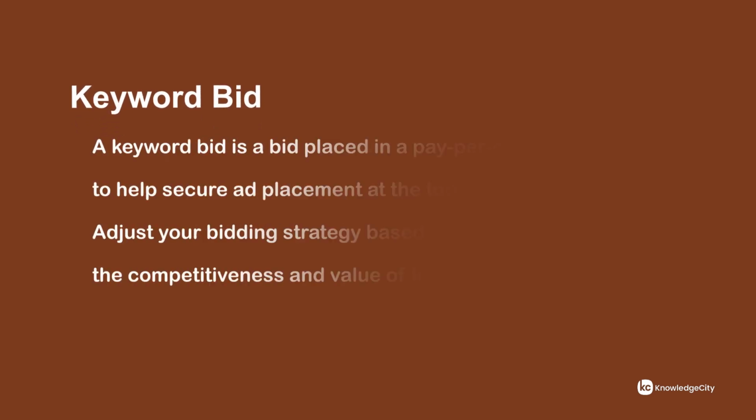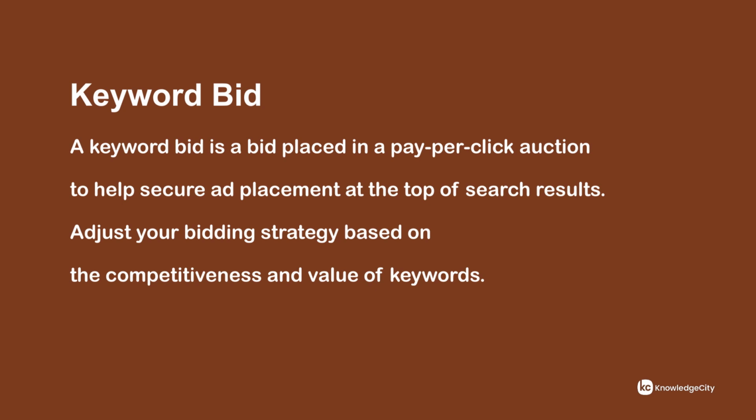A keyword bid is a bid placed in a pay-per-click auction to help secure ad placement at the top of search results. Adjust your bidding strategy based on the competitiveness and value of keywords. Bid higher for keywords that are likely to convert. Craft compelling ad copy that includes relevant keywords. Use dynamic keyword insertion when appropriate to make ads more personalized.